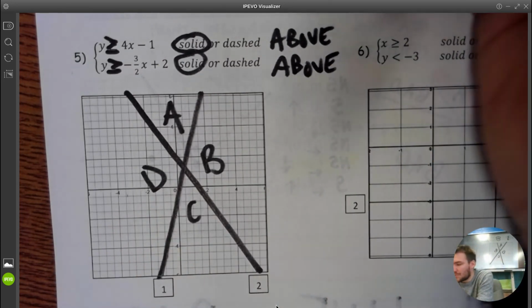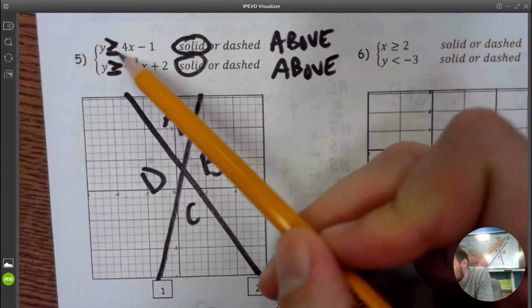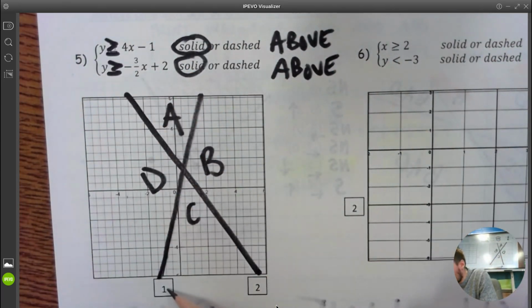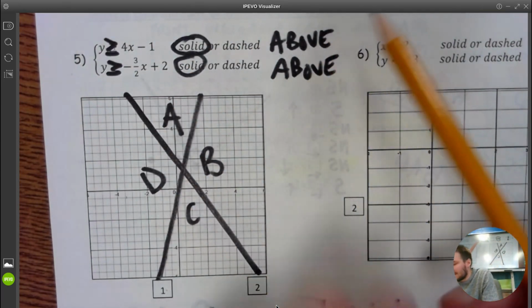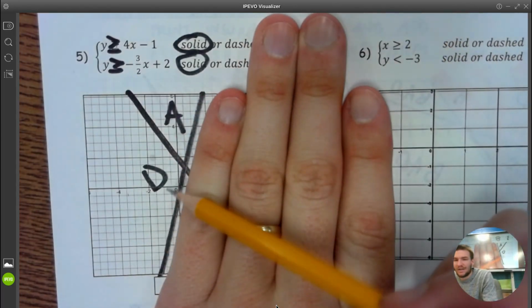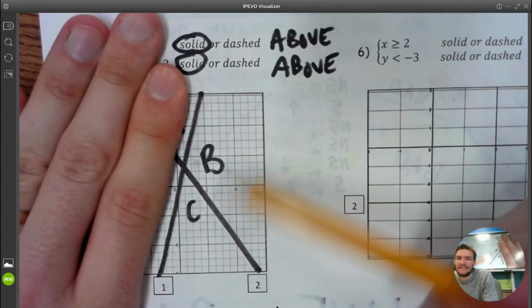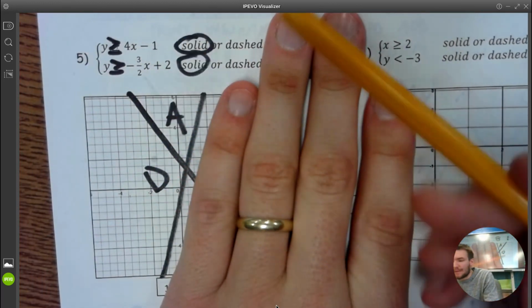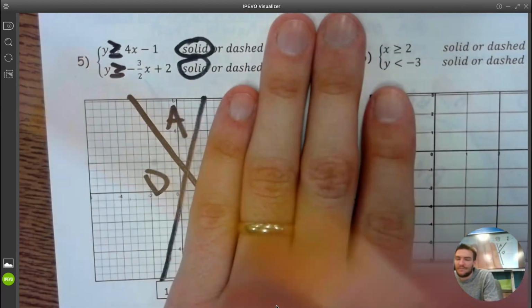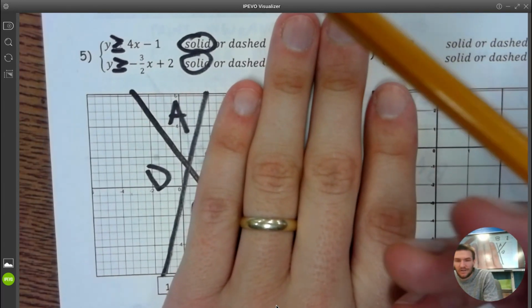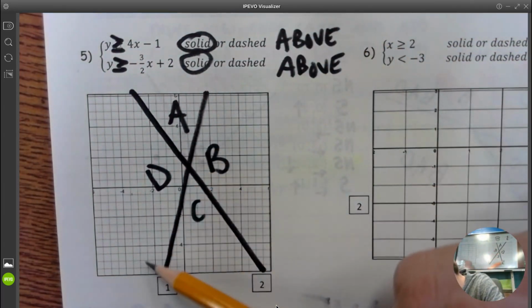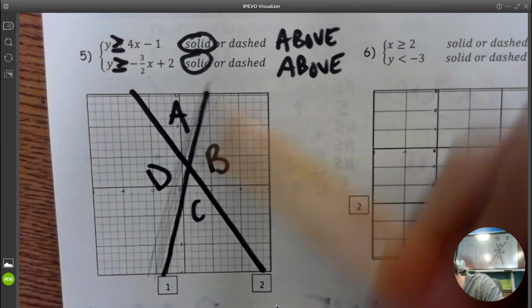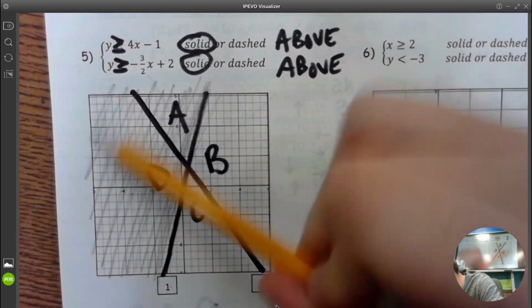Okay, maybe we're struggling a little more than I thought. Let's see. Line 1 is the top line, and it should be above. So for line 1, am I shading on the AD side or on the BC side? Should be shading on the AD. I'm going to do it with a pencil this time. Even with a pencil, I'm going to kind of go along with the line, and I'm just really quick going to work my way out.